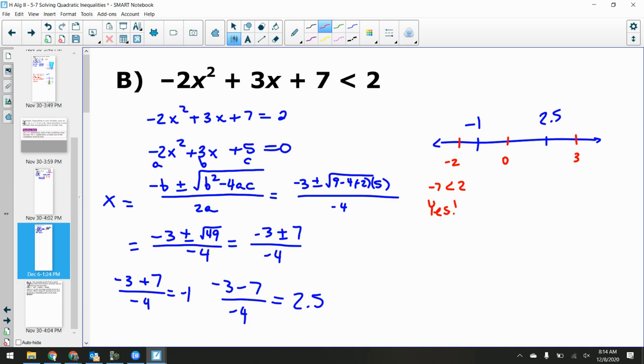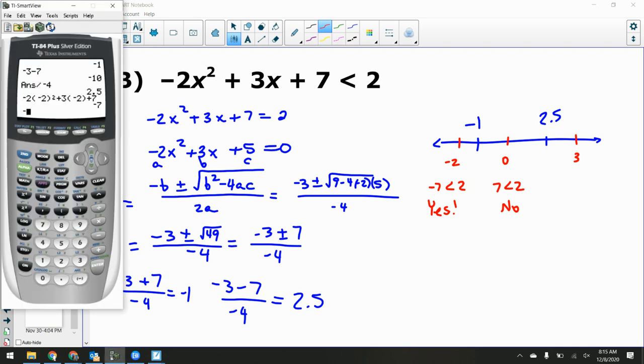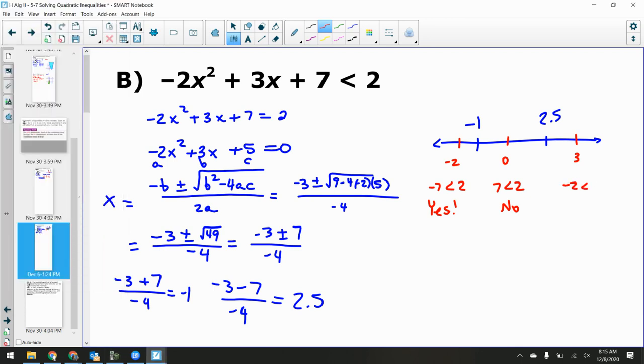Let's run 0, but 0 just gets me my y-intercept. So that's going to be 7 is less than 2, which is a no. If I plug in 3, let's see what happens: -2 times 3 squared plus 3 times 3 plus 7. -2 is less than 2, which is a yes statement.